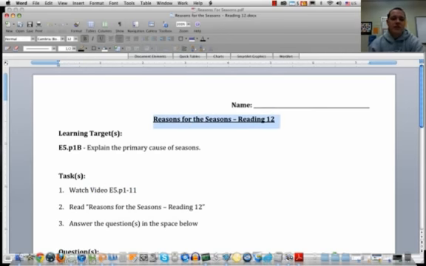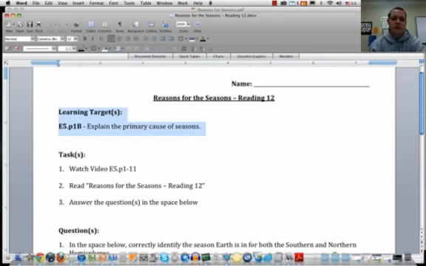Okay, the learning target for today is E4.p2-28, which is explain the primary cause for seasons. So this will be your final wrap-up summary regarding why seasons exist and why we have them here on Earth. Okay, so what you'll do is you'll start by doing a quick reading and reflecting on reasons for the seasons from reading 12.